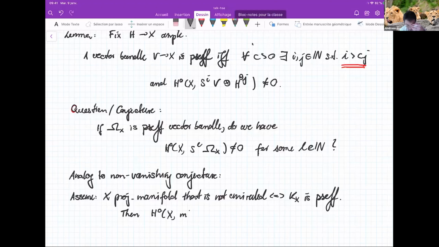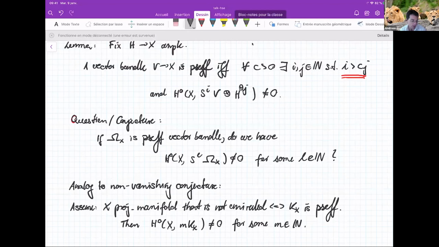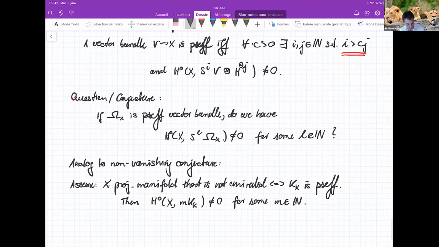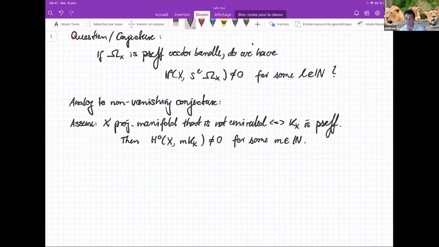So we can hope, so far there's no counterexample, that something which is expected by many people for the canonical class, something similar should hold also for the cotangent bundle, assuming that it's pseudo-effective. However, I should warn you that this non-vanishing conjecture for the cotangent bundle is not known even in situations which look very good.